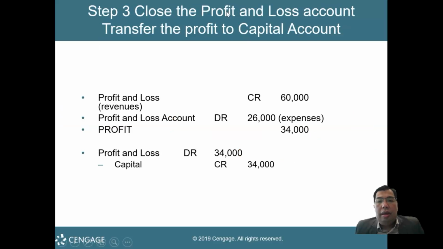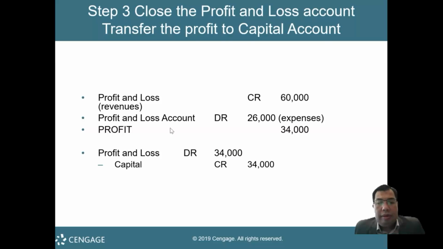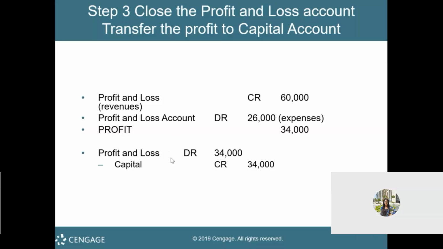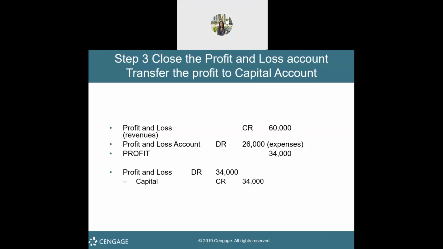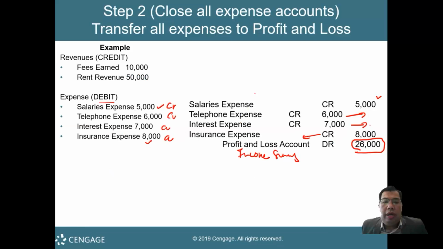Professor, I had a question. Yes, please. We're supposed to debit the revenues in order to close them, and we credit the expenses in order to close them. But for profit and loss, how come it changes? Like the first time you said to credit it, but now you're debiting it. Good question.